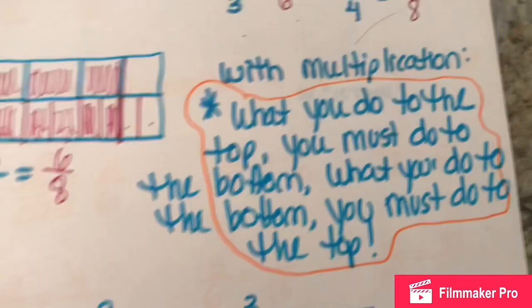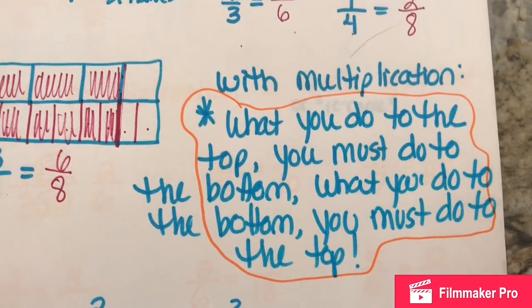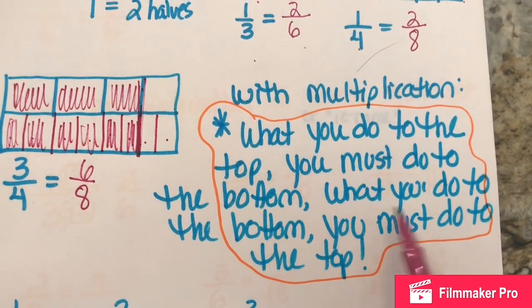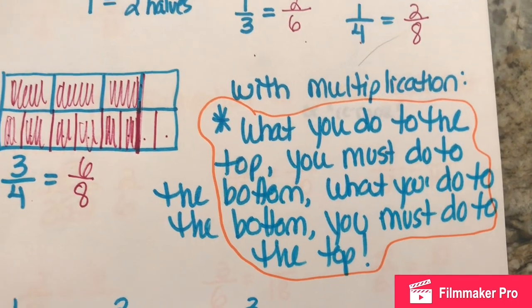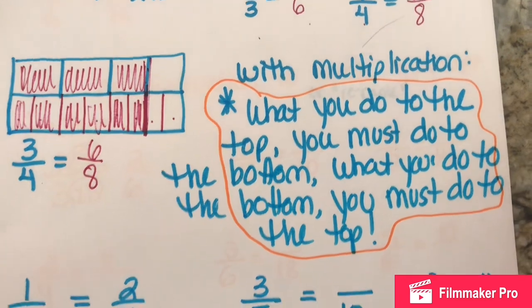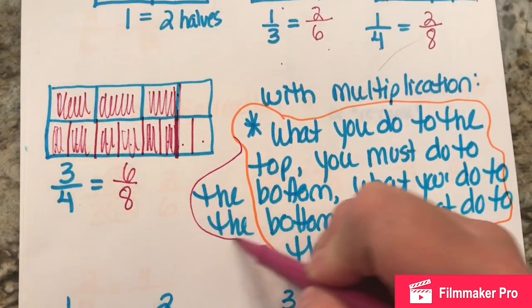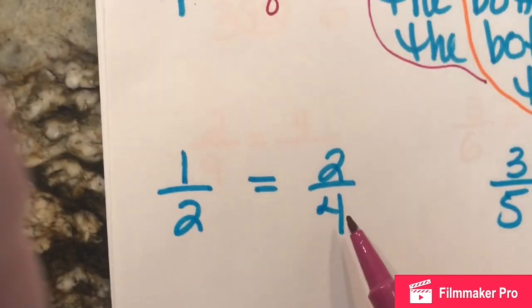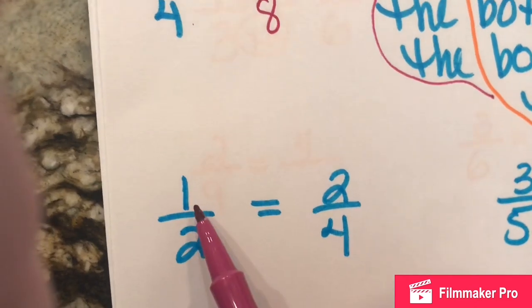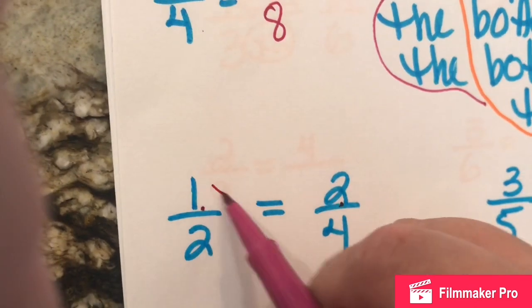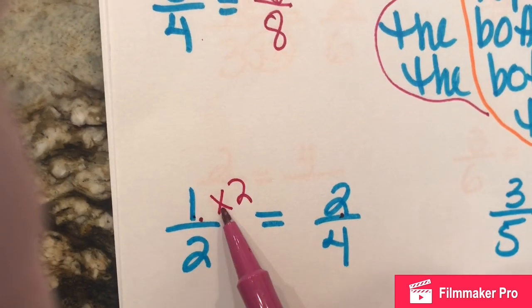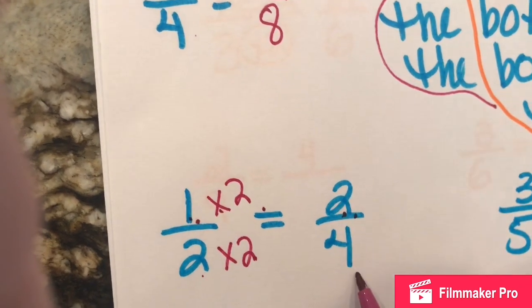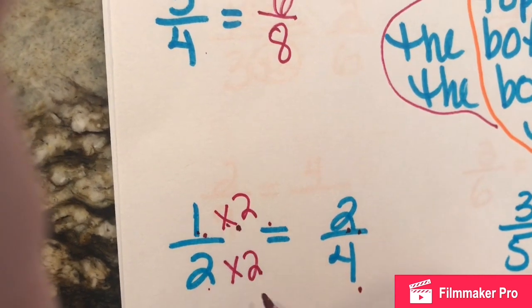Now, you can also use multiplication to create and rename fractions. What you do to the top, you must do to the bottom, and what you do to the bottom, you must do to the top. That is a very important phrase that we use in our class. Looks like I forgot to draw my line around. All right, so down here you can see that I know that 1/2 is equal to 2/4, and I ask myself, how did I get 1 to go to the 2? All I do is I multiply by 2. So if I multiply the top by 2 to get 2, I also need to multiply the bottom, the denominator, by 2 to get 4. Remember, whatever I do to the top, I must do to the bottom.